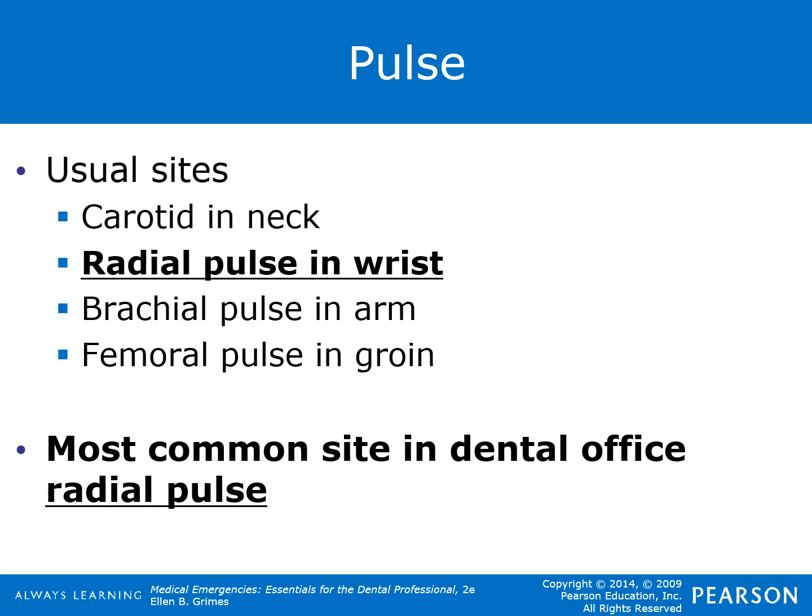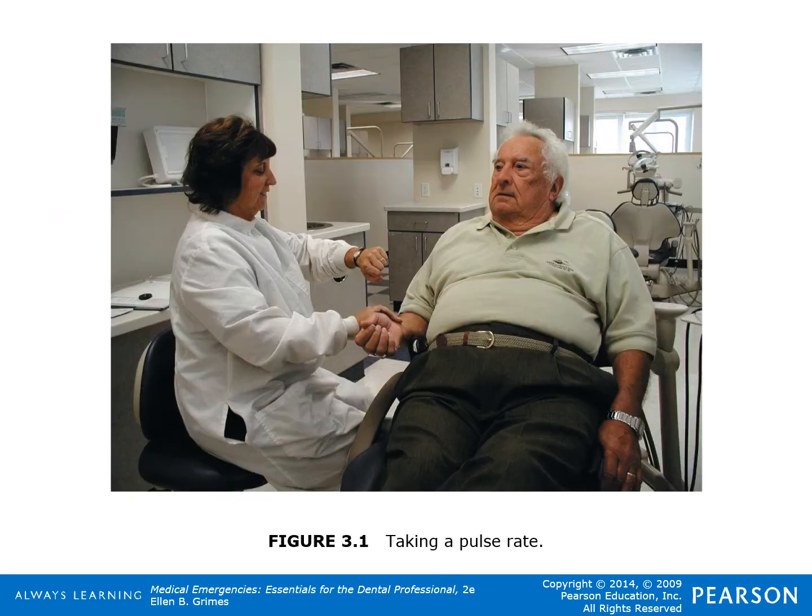What we will always do in the dental office and in most medical offices is take the radial pulse, right at the wrist. If there is a dental emergency and you can't get to the wrist, or they're unconscious, very often you will use the carotid in case of an emergency, and possibly that will be a quiz question. The brachial pulse in the arm is sometimes felt in children. The most common site in the dental office is the radial pulse of the wrist.